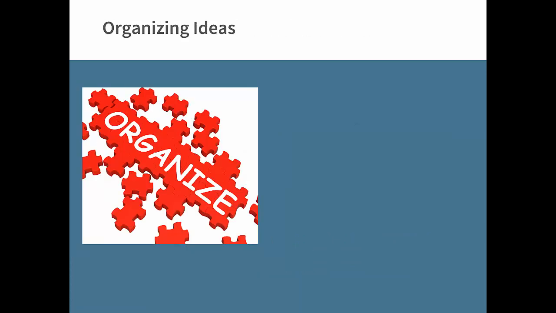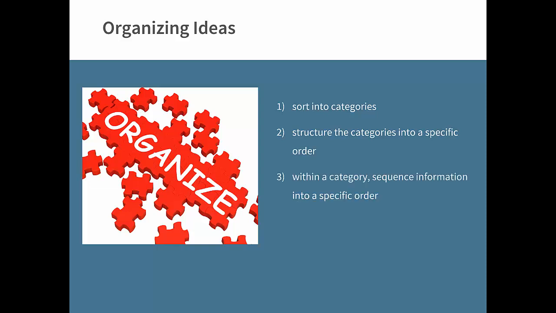While information on the developmental sequence of organizing can be sketchy, anecdotal information suggests that children follow this rough sequence when writing. 1. Sorting into categories. 2. Structuring the categories into a specific order for best communication, using criteria such as which item will best work to catch readers' attention in the opening. 3. Within a category, sequence information into a specific order for best communication, using criteria such as what will best persuade an audience.